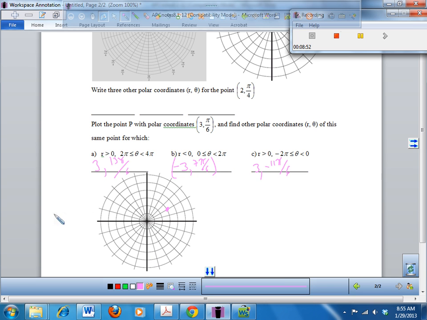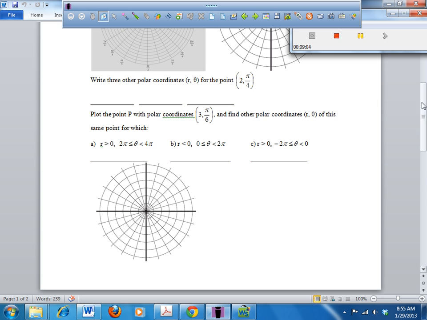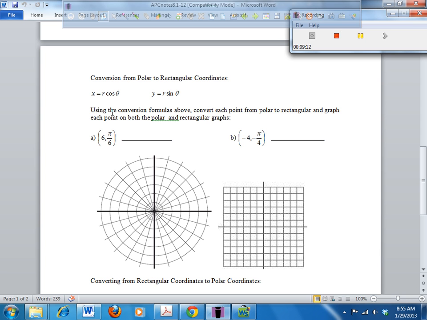Your homework. No, not quite. We got to flip on to the other side. I'm sorry. Okay. That's so much homework. It's just like graph this point. Graphing sucks.